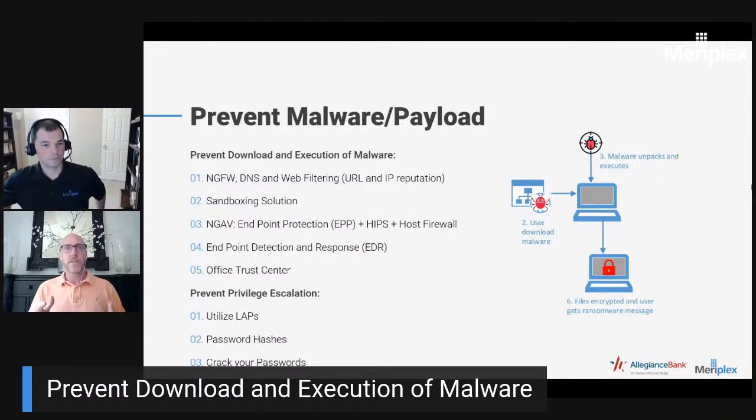Now, let's say somebody does click, it evades all those prevention controls. What is the attacker going to do next? They're going to do a few things. They're going to attempt to escalate privilege, and they're going to move laterally. So let's look at privilege escalation, and how we can prevent it.